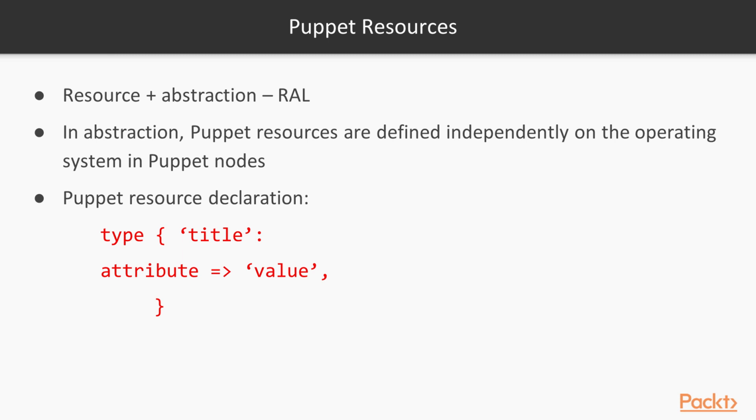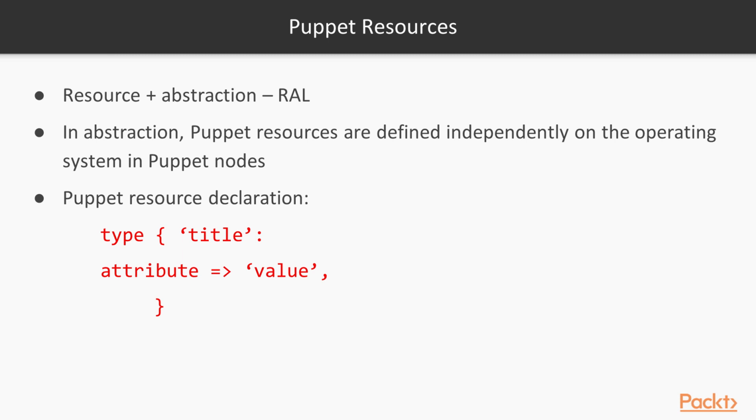In other words, while writing any manifest file, the user does not need to worry about the target machine or the operating system which is present on that particular machine. In abstraction, resources give enough information about what needs to exist on the Puppet agent. The resource abstraction layer allows the user to define characteristics of a resource regardless of the implementation in a consistent way.